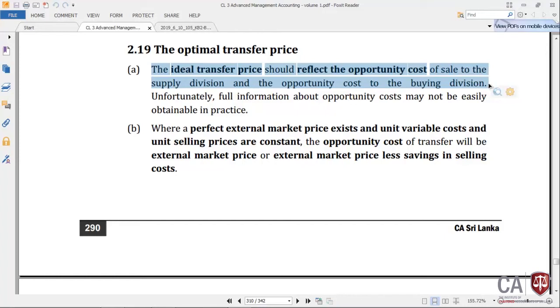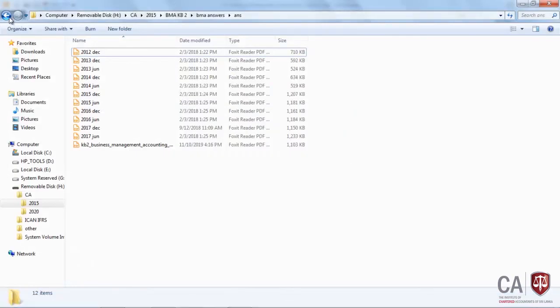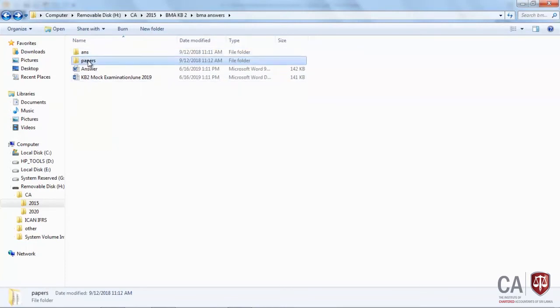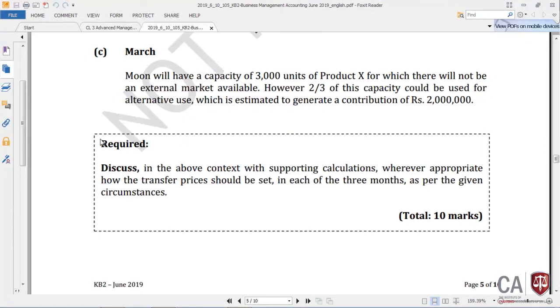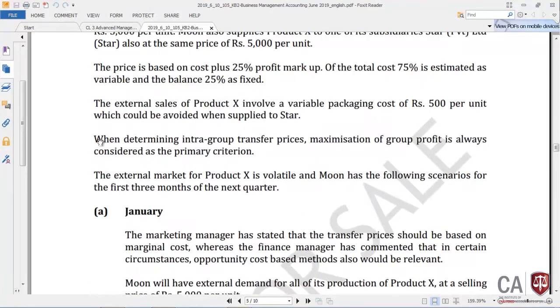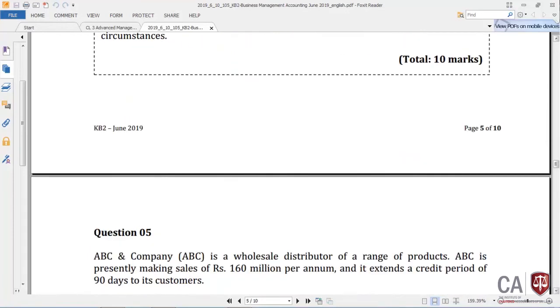One thing I need to tell you, in the past paper we discussed in the previous part, that is the 2019 June paper, one thing I forgot to tell you, I will take that again. In this scenario they have mentioned in the question, and I forgot, that the external sales of product X involve a variable packaging cost of 500 rupees per unit. We have missed that point in the discussion. I would like to take that part also.